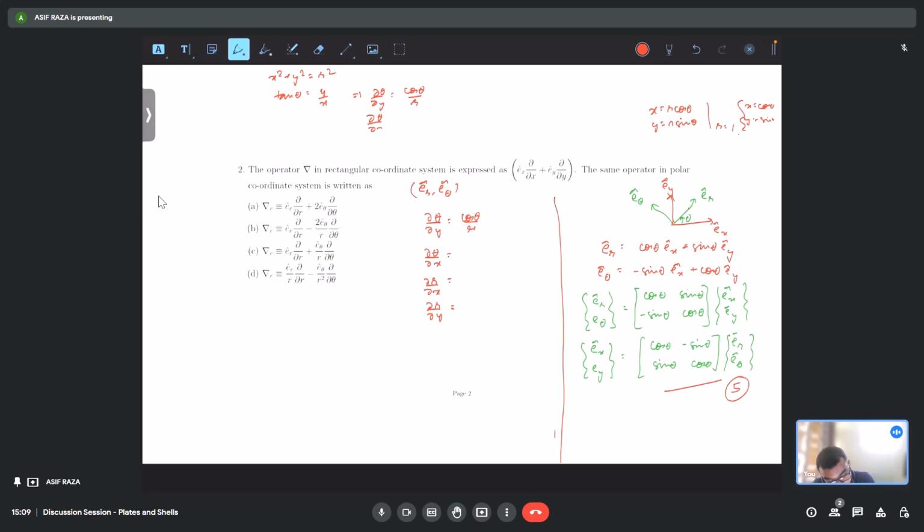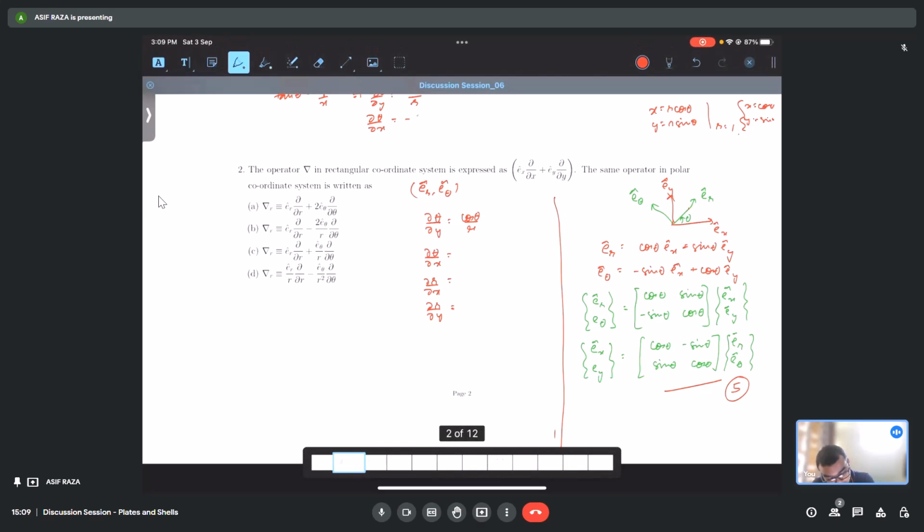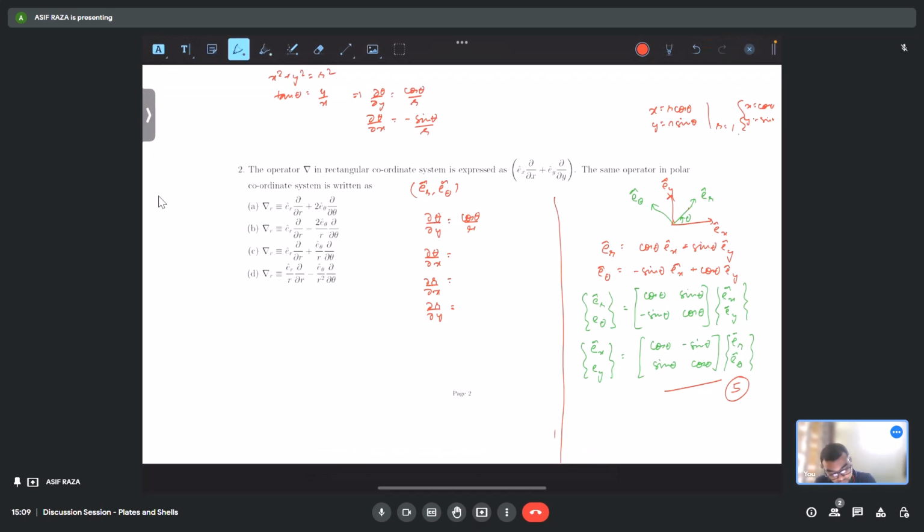Del theta by del x will have sec square theta, that will be cos square theta. This will have minus tan theta by r, and we'll get r. We have x. Is this del r by del x, we'll get 2.